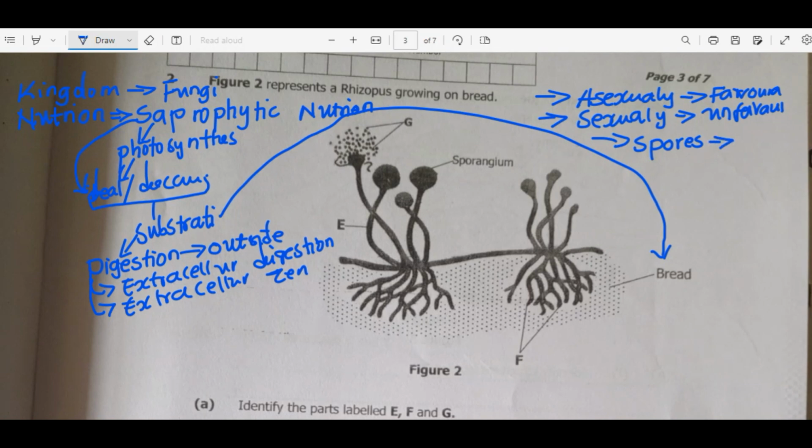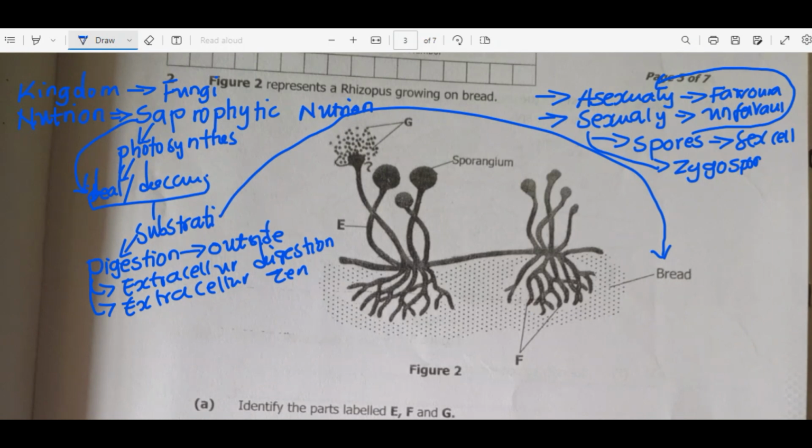Spores can be considered as the sex cells because they are responsible for reproduction. Now, spores are used when the rhizopus is undergoing asexual reproduction. During sexual reproduction, the rhizopus uses what we call a zygospore. Now, where does a zygospore come from? Whenever the nuclei join and develop a protective wall, a zygospore will be produced.